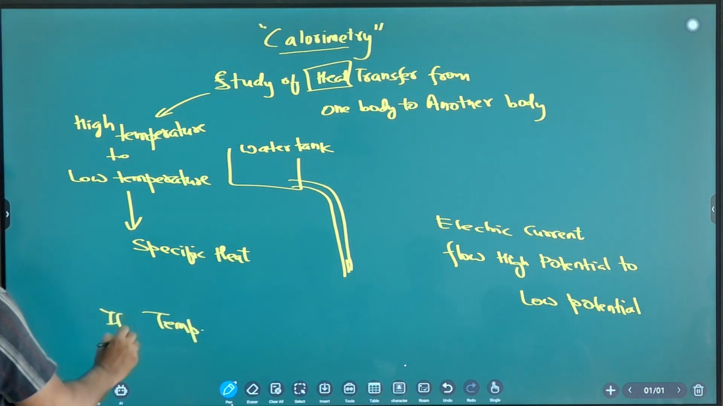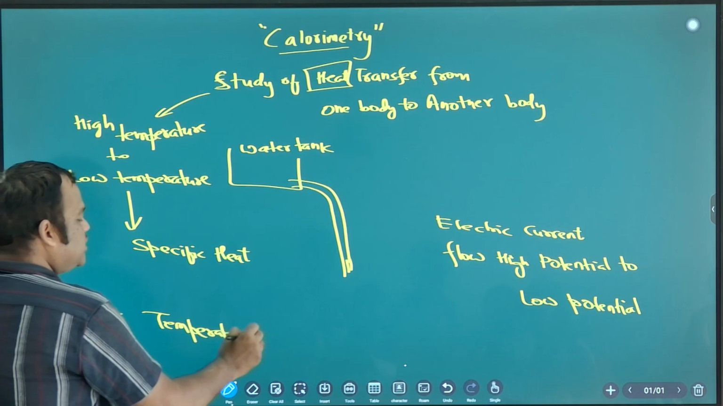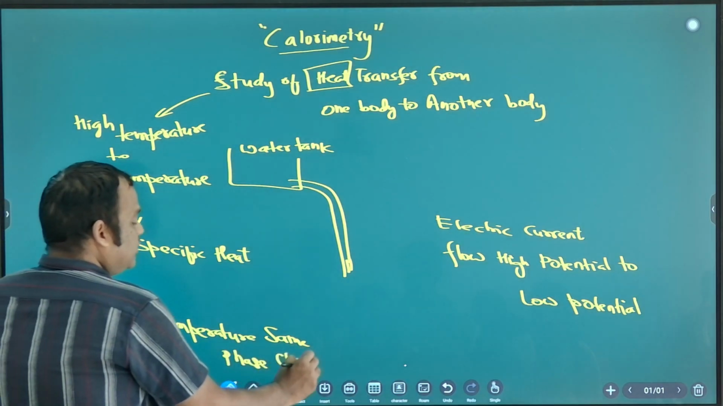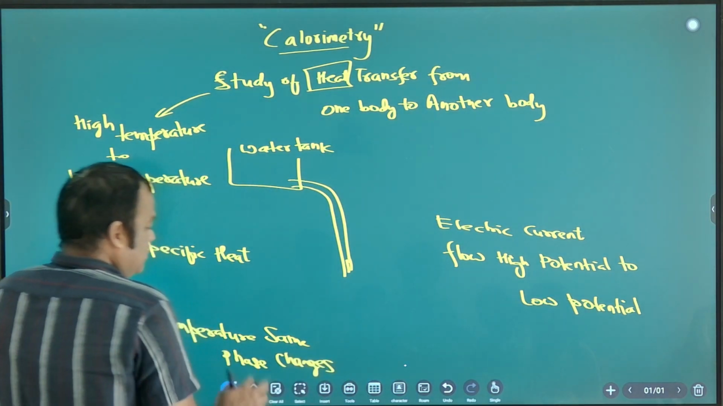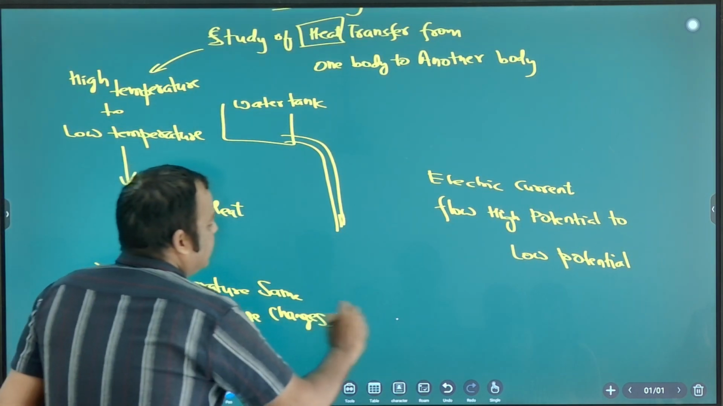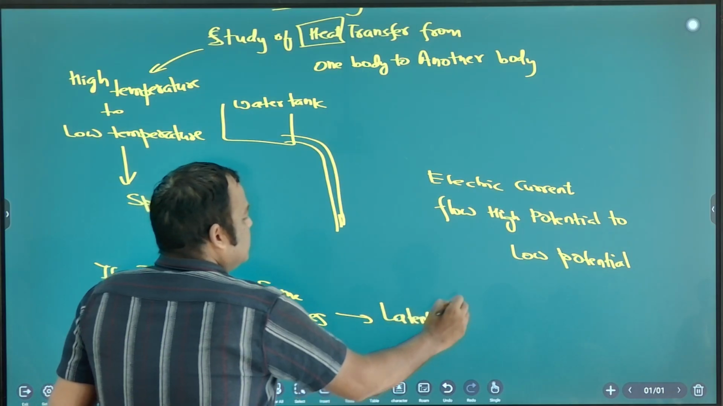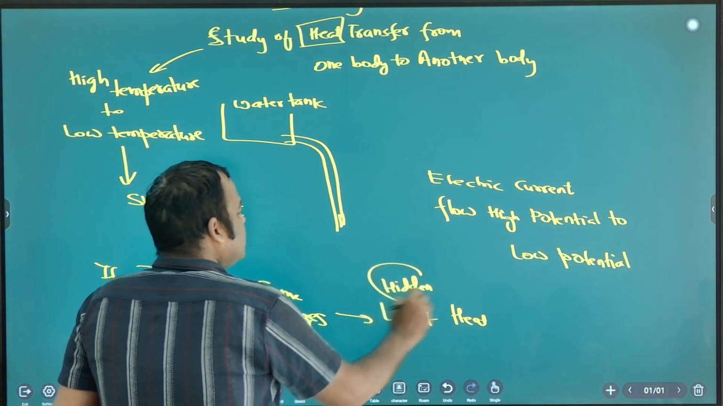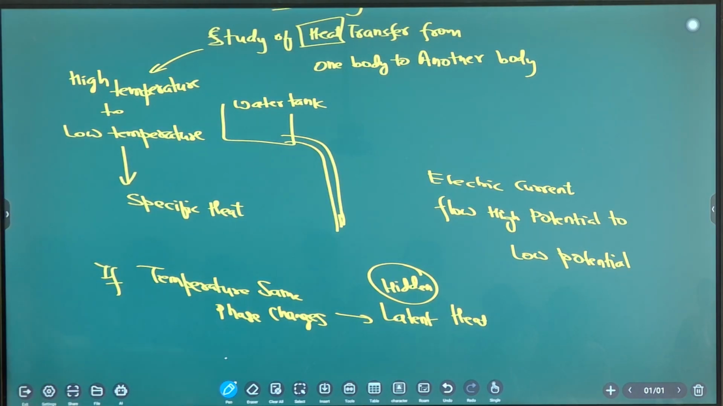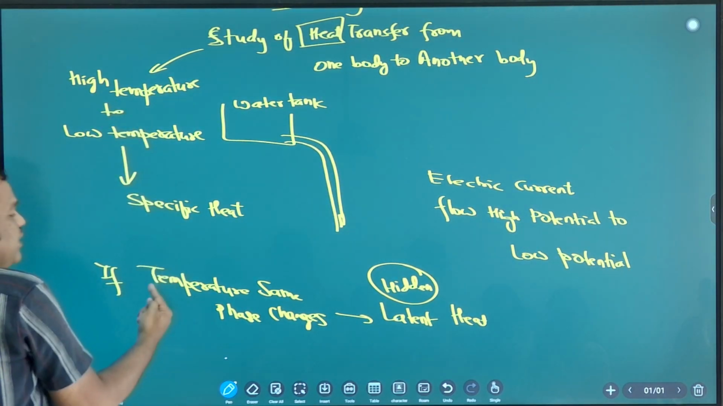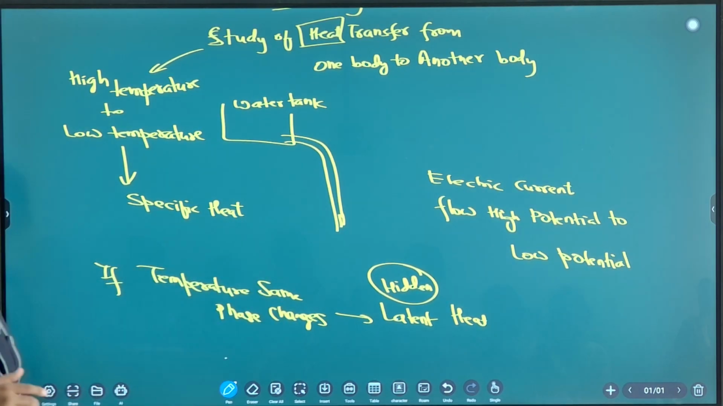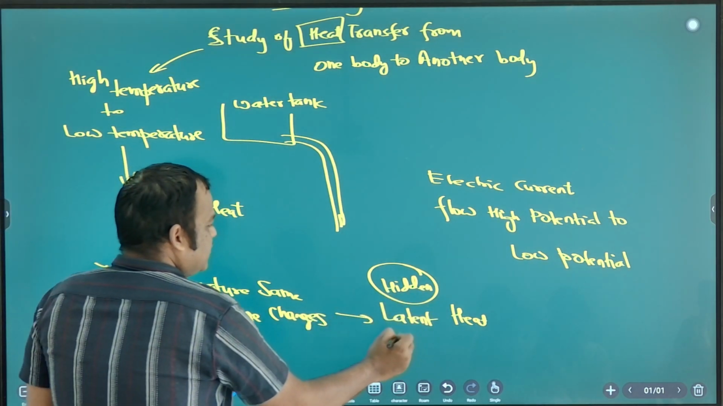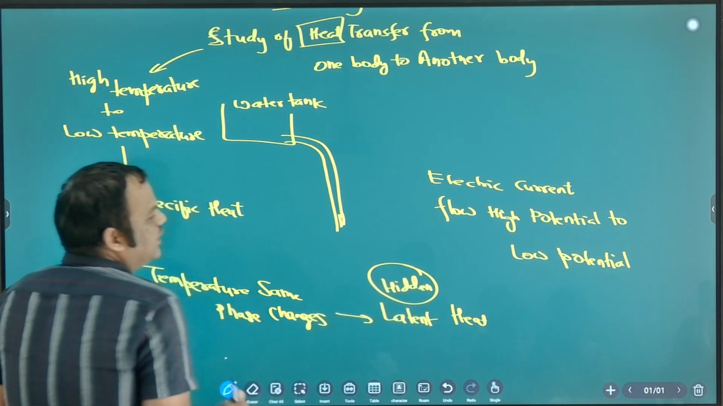Suppose the temperature is the same, but the phase changes: solid to liquid, liquid to gas. Then what do you call it? Latent heat. That heat is known as latent heat. Latent heat means hidden. Why is it hidden? You see the temperature is the same, but still heat is transferred. That's why we call it hidden. The meaning of latent is hidden.